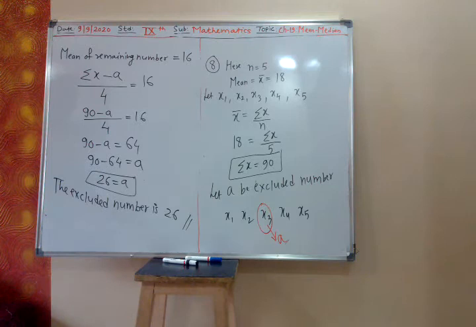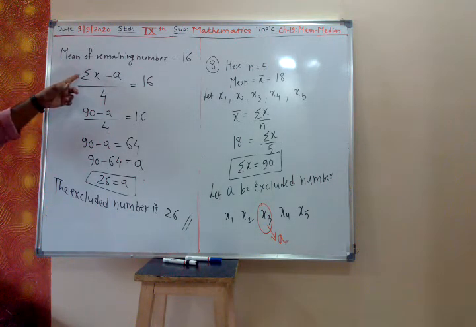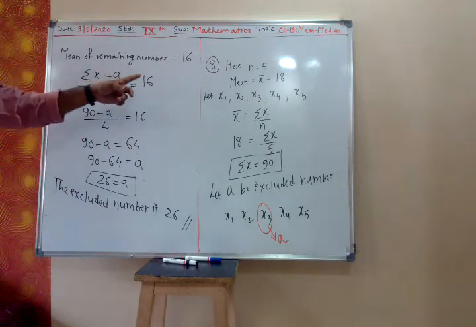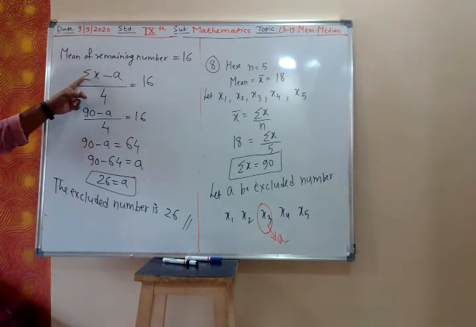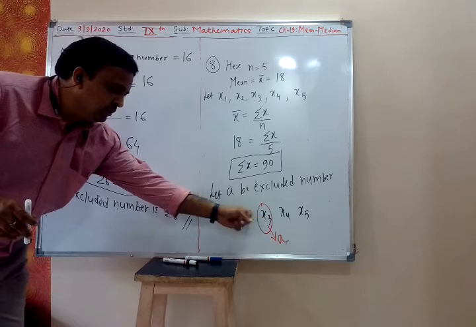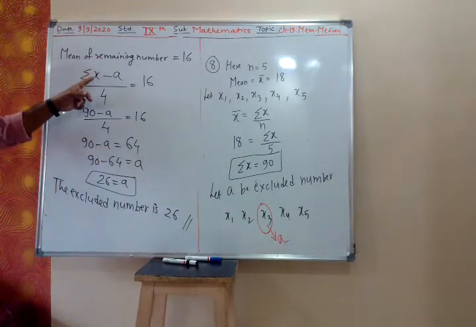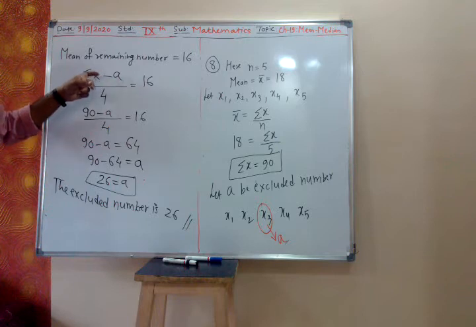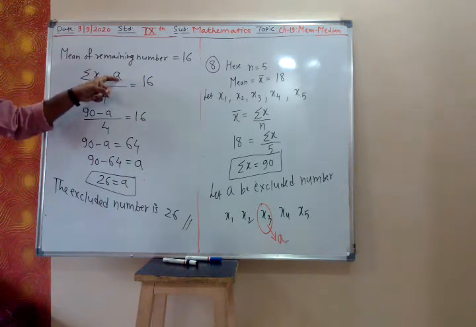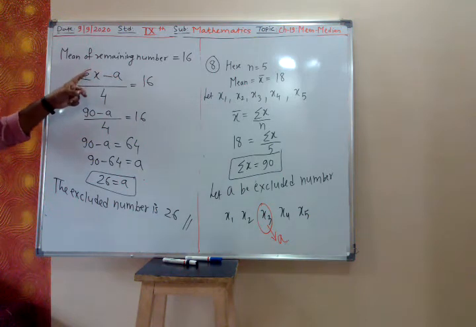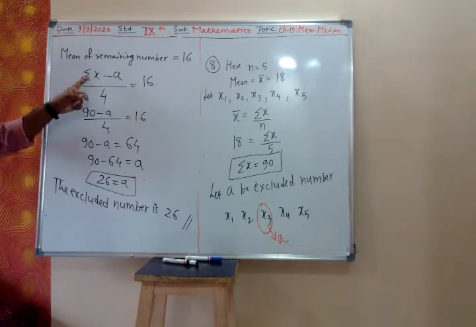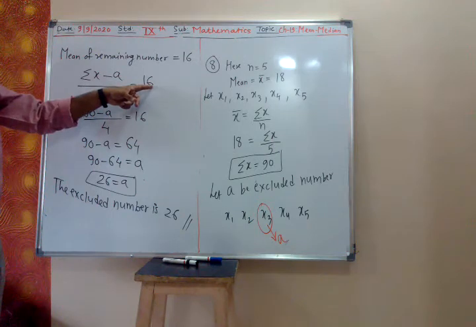See here. Yes, I am explaining. From mean of total value, summation x means x1 plus x2 plus x3 plus x4 plus x5. From this total 5 values, you are removing one value, suppose x3, that is A. So when you remove from this 5 values one value which is A, how many values are remaining? 4. So when you will divide the total of 4 values by 4, you will get the mean of the remaining numbers, that is 16.